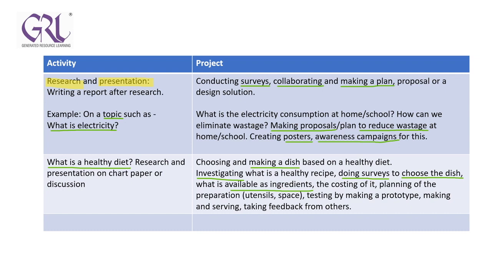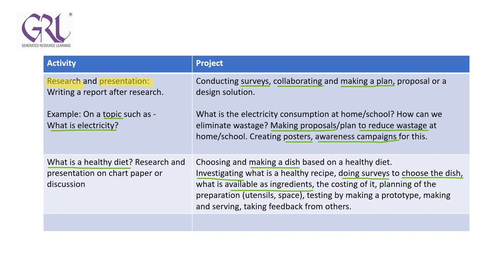Another example of an activity is what is a healthy diet? Now, this is typically a topic. But if you're making a dish based on a healthy diet, then that becomes a project. And in doing so, children will be investigating what is a healthy recipe. They'll be doing surveys to choose the dish, what is available as ingredients.